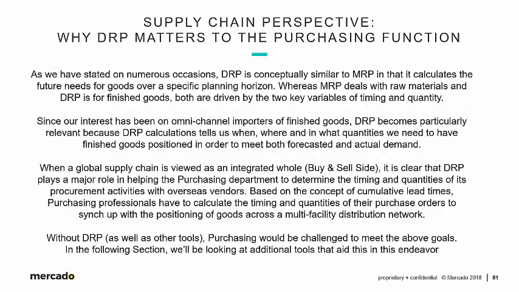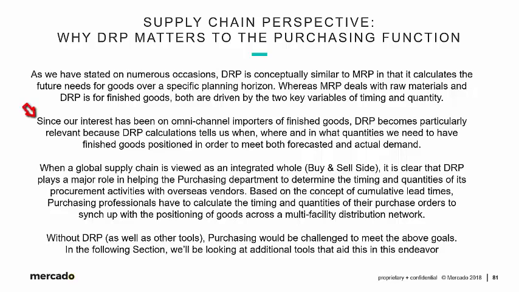We can't do a supply chain perspective on why MRP matters to the purchasing function and not do one on why DRP matters to the purchasing function. Because once again, we here at Mercado like to be thorough. As we have stated on numerous occasions, DRP is conceptually similar to MRP in that it calculates the future needs for goods over a specific planning horizon, time phased as the terminology is used. Whereas MRP deals with raw materials and DRP is for finished goods, both are driven by the two key variables of timing and quantity. We can't say that enough.